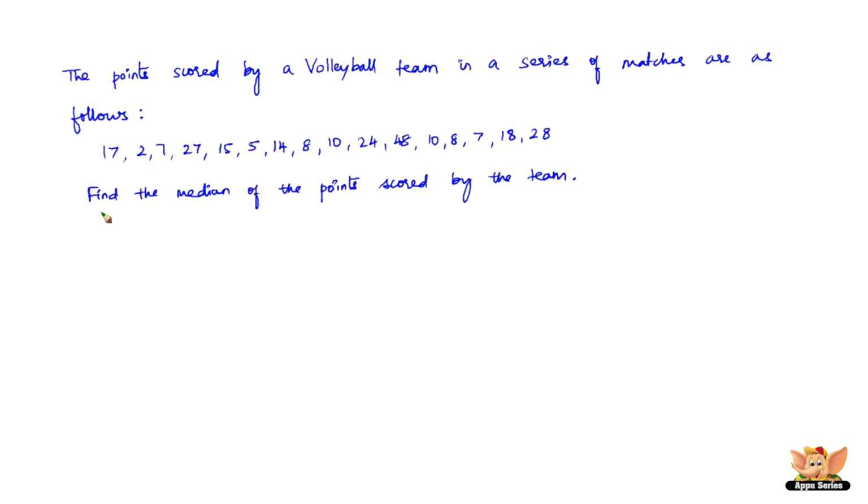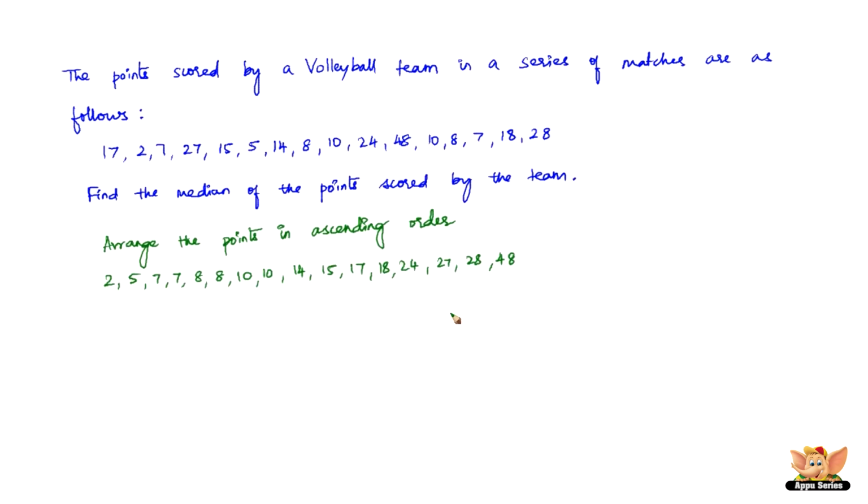So now, as you know, as far as the median is concerned, the first thing that we have to do is arrange the points scored by the team in ascending order. So here we are arranging the points in ascending order. We get it like this: 2, 5, 7, 7, 8, 8, 10, 10, 14, 15, 17, 18, 24, 27, 28, and 48. So if we count this, we've got a total of 16 terms.